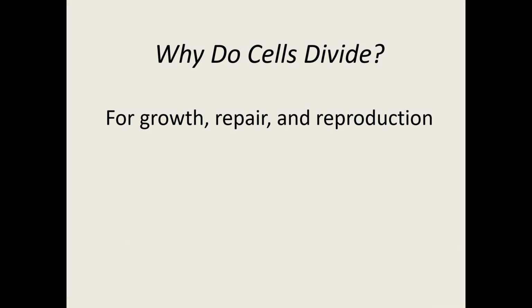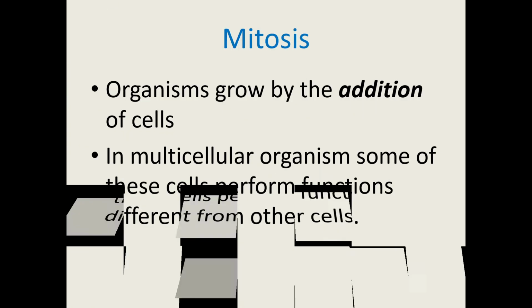So first of all, we need to know why cells divide. And the main reasons are for growth, repair, and reproduction. Those are the three major reasons why a cell will divide itself. And so they can grow larger, repair, or so they could reproduce, make a new copy of themselves.